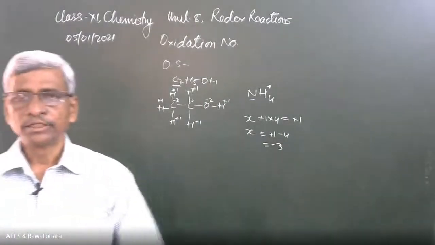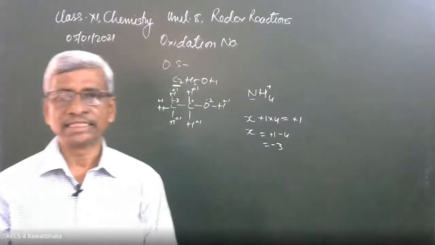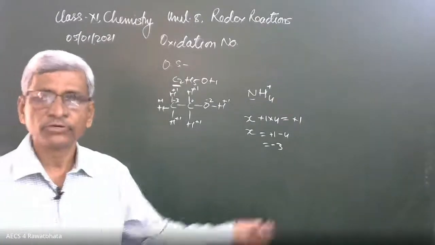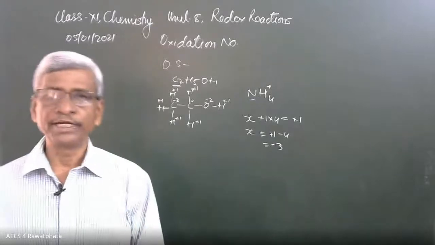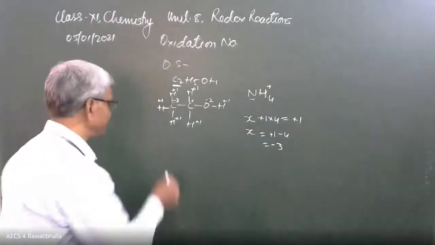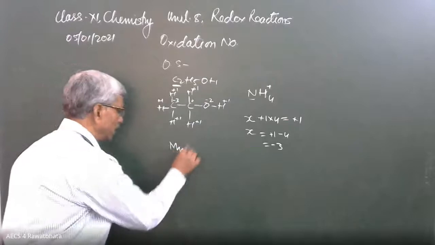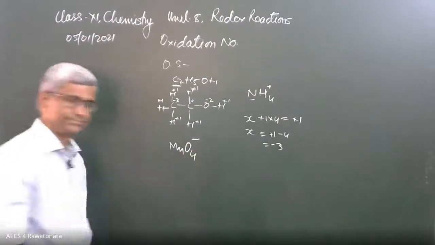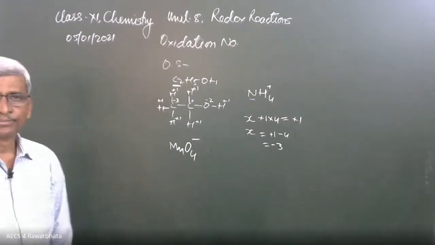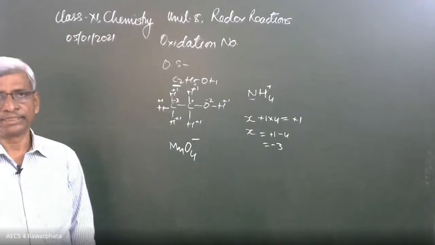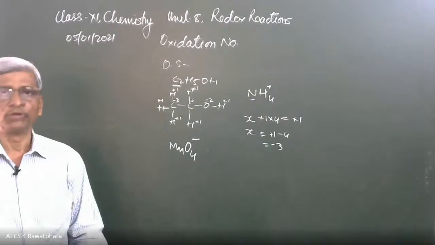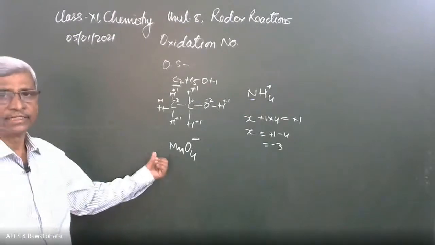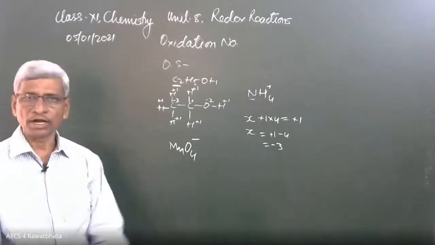In this way, the sum of the total oxidation states of the elements in an ion is equal to the charge over it. If it is a negative ion, this is equal to the negative charge. For example, MnO4 minus, the permanganate ion. Potassium permanganate is the compound KMnO4. I have not taken K, that's why it is called permanganate ion.